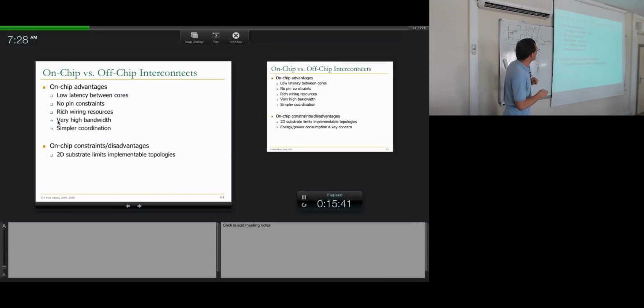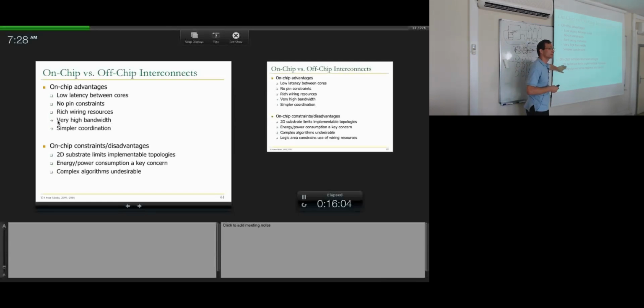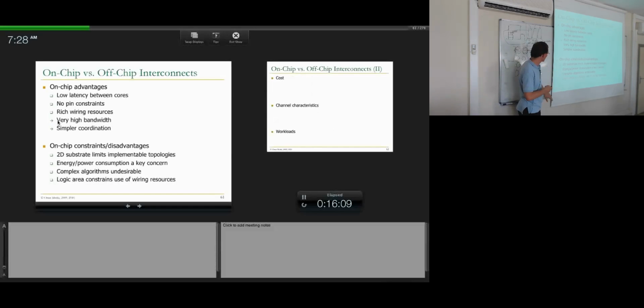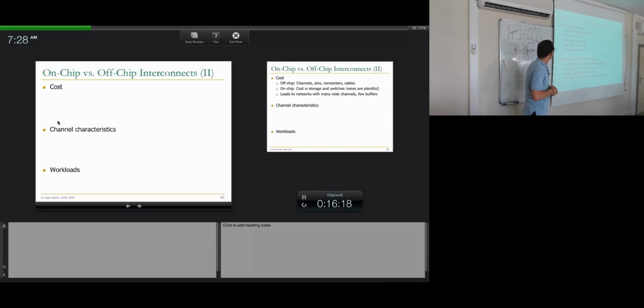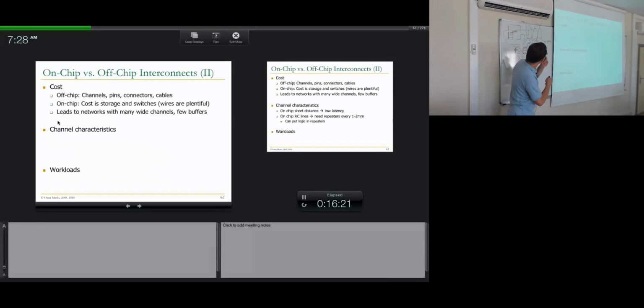There are also constraints on chip which dictate the design to be different. Here you can enable new opportunities, but your design needs to be more carefully done. You have a two-dimensional substrate that limits implementable topologies. And you have energy and power consumption, which is a key concern, right? Which is less of a concern off-chip, because you can always scale the power supply, whereas it's a lot more difficult to scale it on-chip. And complex algorithms are undesirable because of these reasons, right? And actually, even though there are a lot of wiring resources, logic area constrains the use of the wiring resources, right? Okay. So let's take a look at this in a little bit more detail.